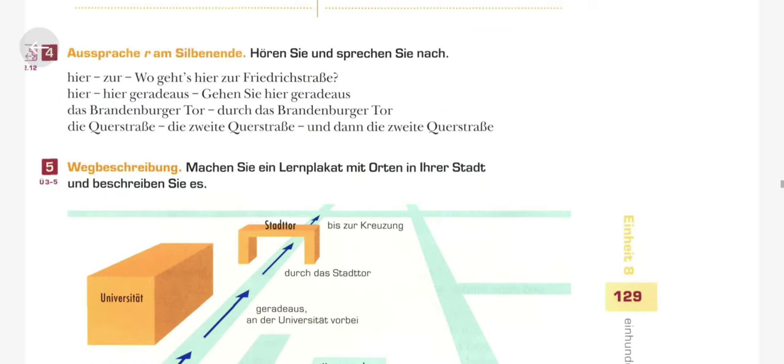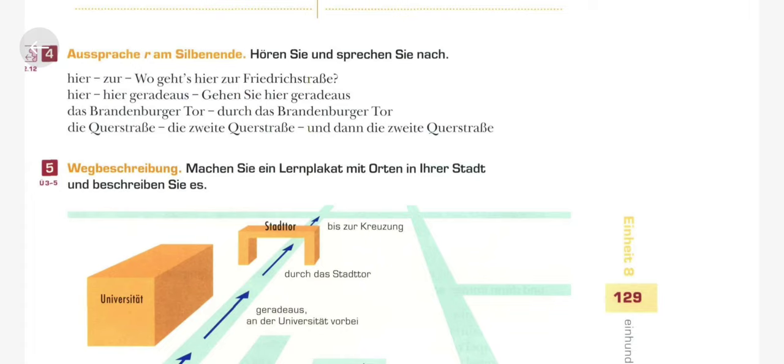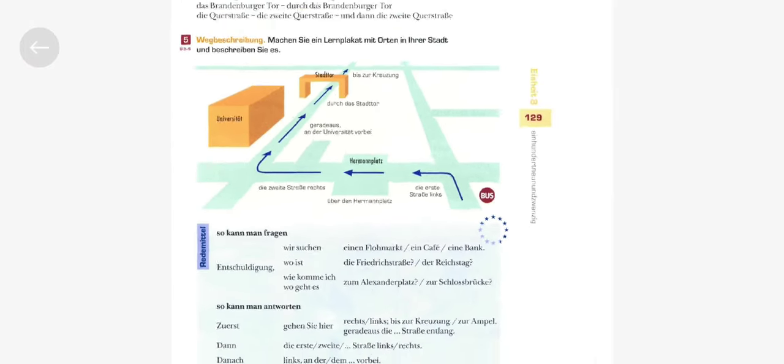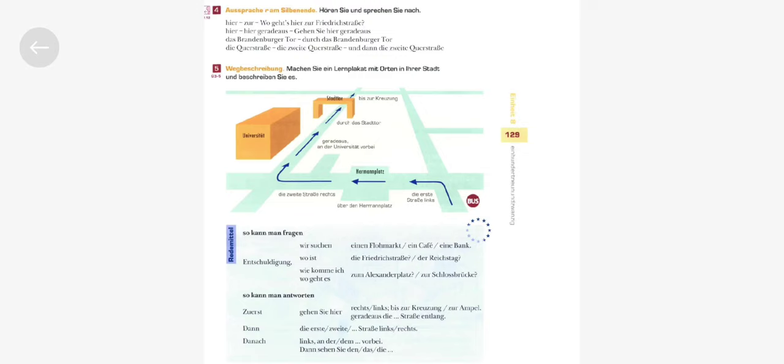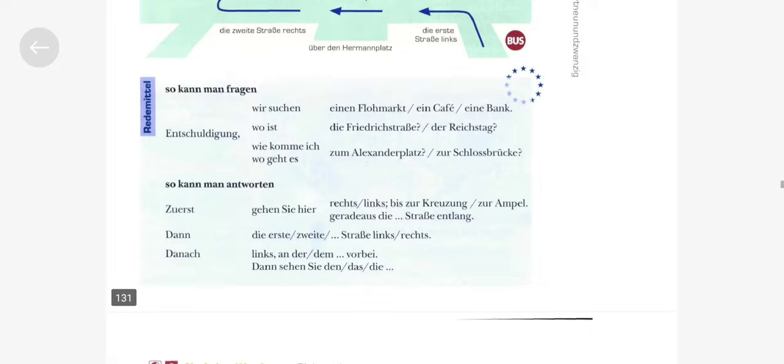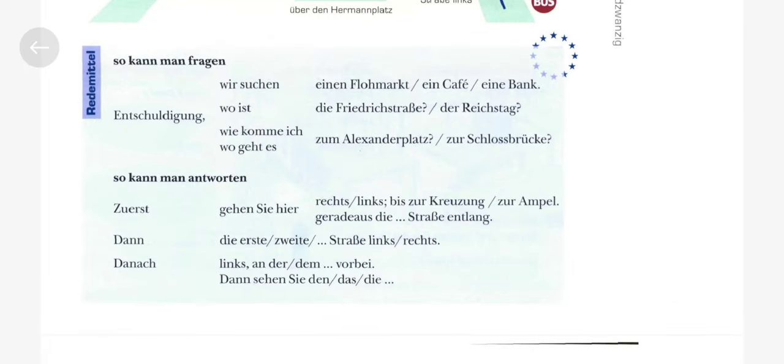Next, the fifth one is Wegbeschreibung, means to describe the way. Machen Sie ein Lernplakat mit Orten in Ihrer Stadt und beschreiben Sie es. In this, a map is given. You just have to see it and explain it. How can one explain the map or the way to someone? Here the dialogues are written. If you want to ask for a place, then you can say wir suchen the place name, and then wo ist, where is. For example, wo ist der Reichstag, and wie komme ich, wo geht es. You can ask the question, and if someone is asking, then you can answer: gehen Sie hier rechts, links. Rechts means right, links means left, geradeaus means straight. If you want to direct someone where the place is, you can direct like this. You can read it and play it with your partner.